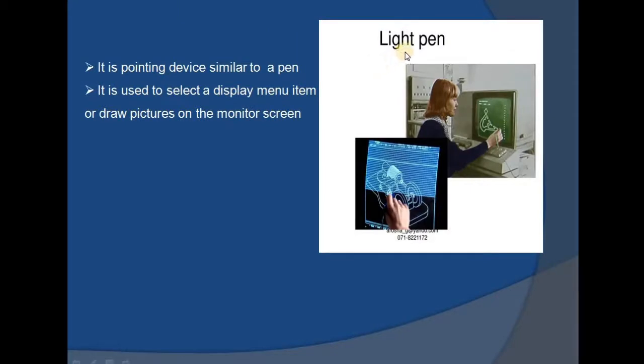Next we have the light pen. It is a pointing device similar to a pen, which we can also call a stylus, used where we have a touch screen, like in the ATM systems that we use, or in earlier days when smartphones used to come with a small light pen. Even these days these are available.